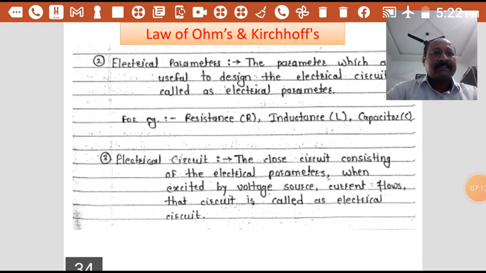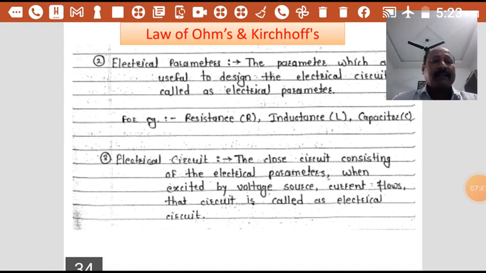So the next one is the electric circuit. Up till now we have studied what the electrical parameters are. So what is an electric circuit? A closed circuit consisting of electrical parameters, when excited by a voltage source and current flows, that circuit is called an electric circuit.